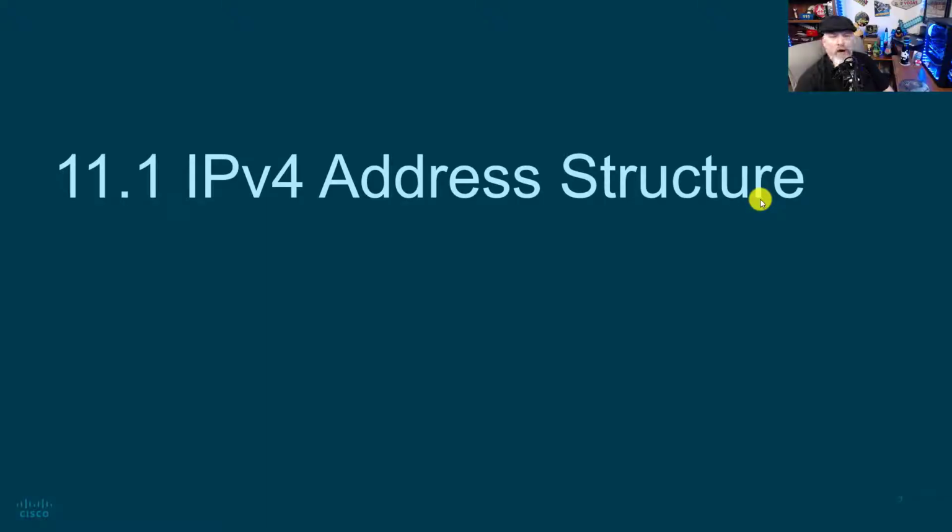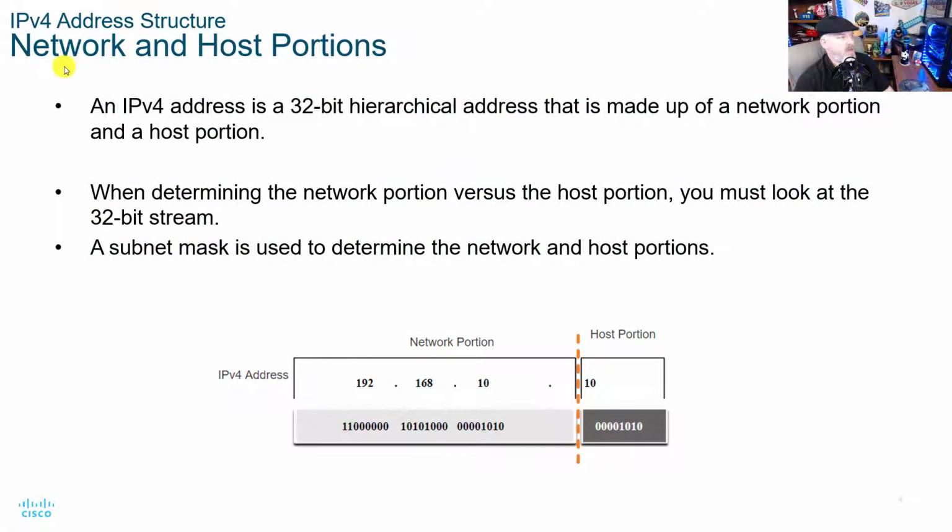So on the IPv4 address structure, we have a network and a host portion. A v4 address is a 32-bit address that is made up of a network portion and a host portion. The network portion is what all of the other IP addresses can see, and the host portion is your ID for that particular host. So when we determine the network portion versus the host portion, we need to look at the 32-bit stream of ones and zeros that are coming in. A subnet mask is used to determine the network and the host portions.